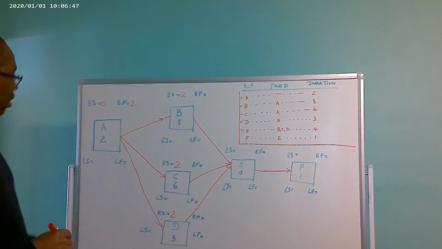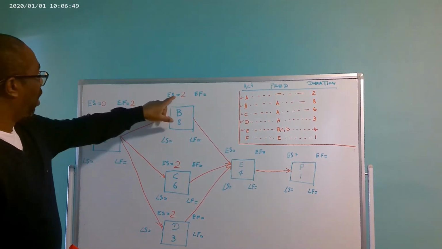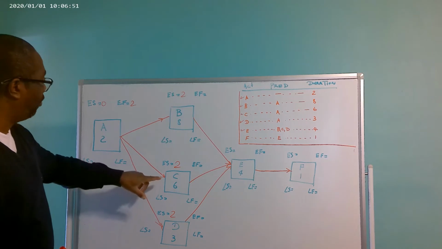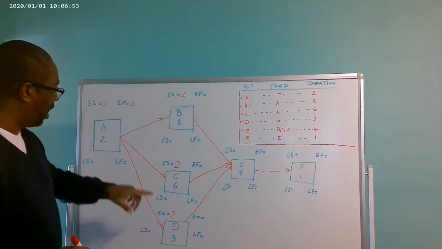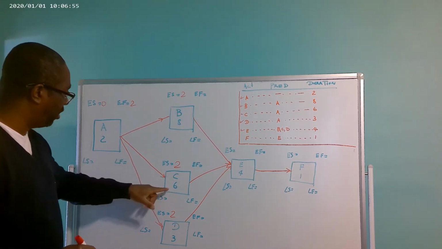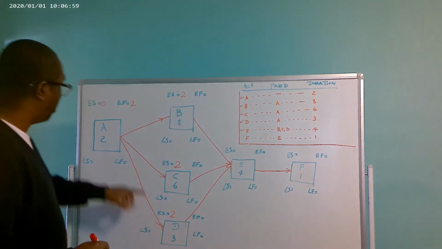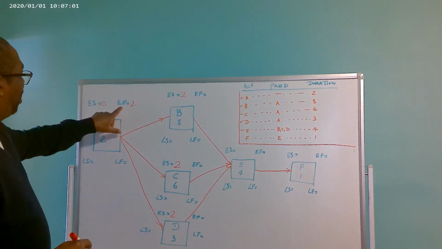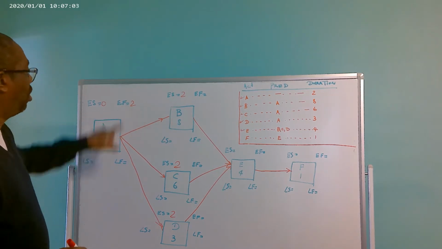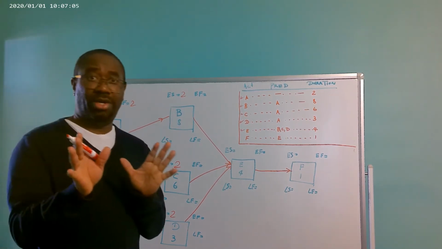So here we have it. Early start equals 2 for activity B, early start equals 2 for activity C, and early start equals 2 for activity D, because we have the early finish of activity A, which is 2. So let's check the duration now.